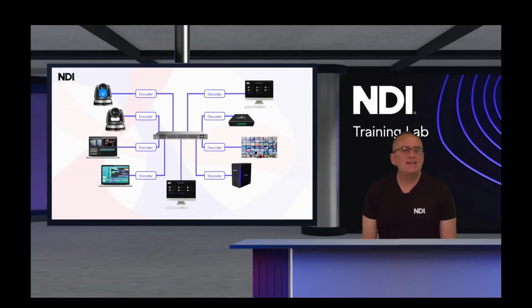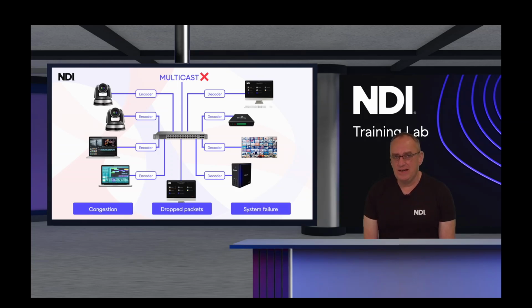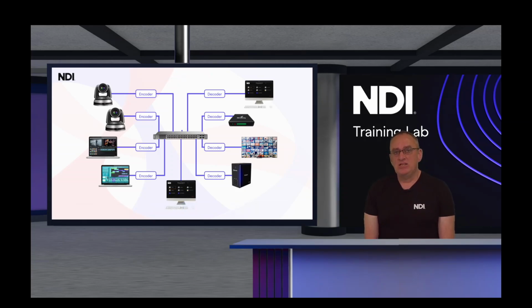As we discussed earlier, NDI uses unicast by default, making it really easy to deploy on even the most basic network hardware. However, proper configuration becomes essential in complex or large-scale installations where multicast is explicitly enabled. Without it, multicast traffic can flood the network, causing congestion, dropped packets, or even complete system failure. This is where IGMP, or Internet Group Management Protocol, comes into play.